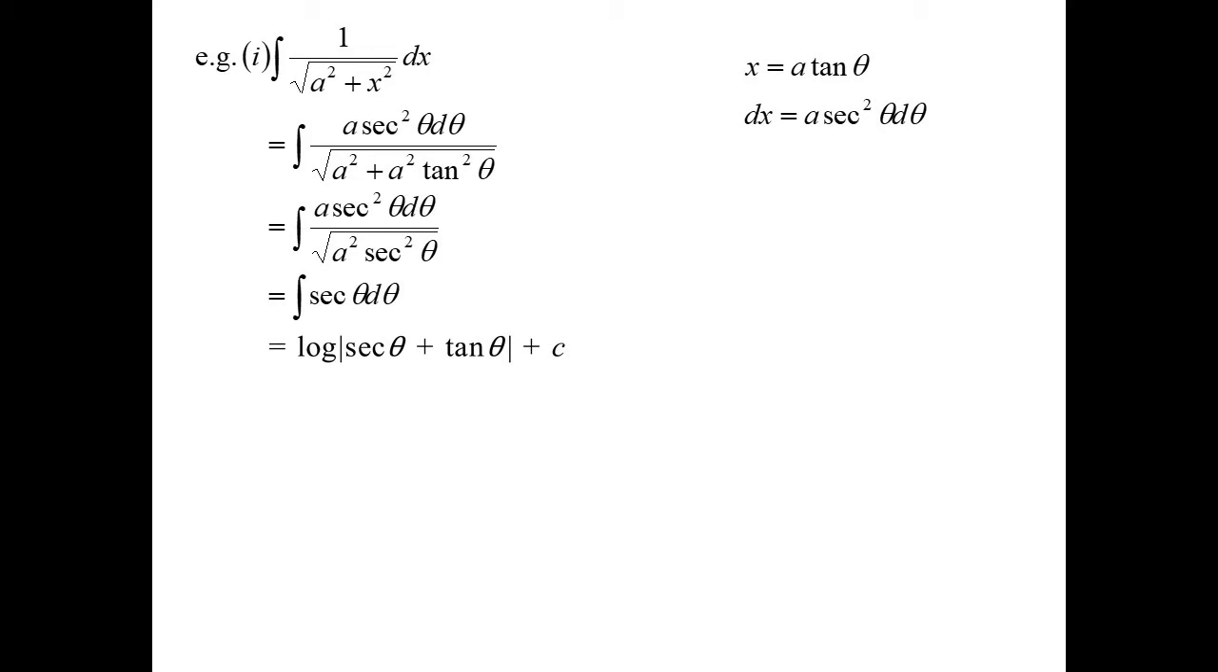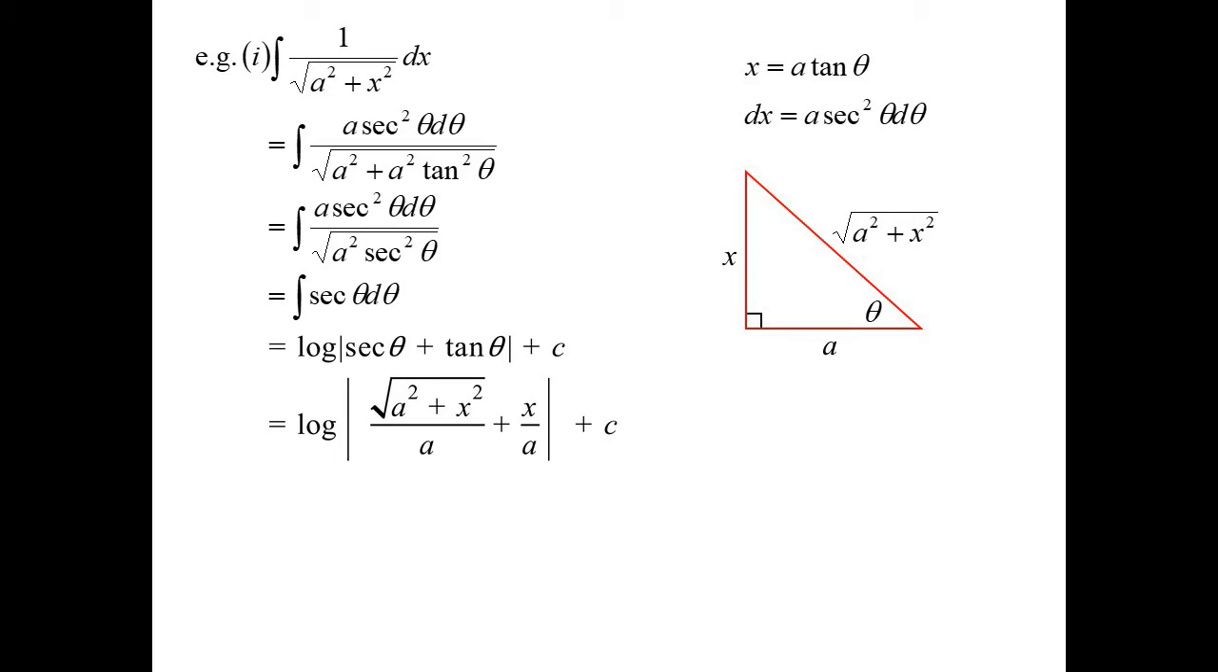Now we need to substitute back in, so let's draw up a triangle. We said x was a tan theta, so tan is x on a, and the hypotenuse turns out to be the square root of a squared plus x squared. So the log of sec theta, well that'll be the square root of a squared plus x squared on a, plus tan theta, which is x on a.